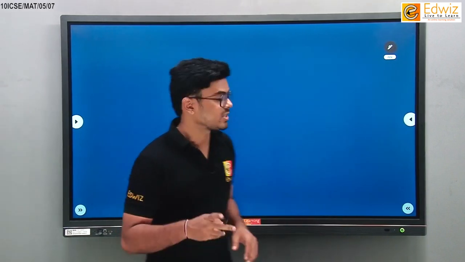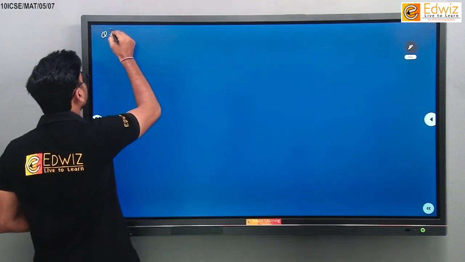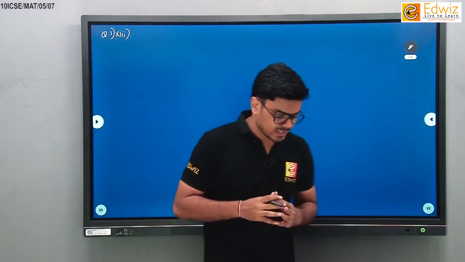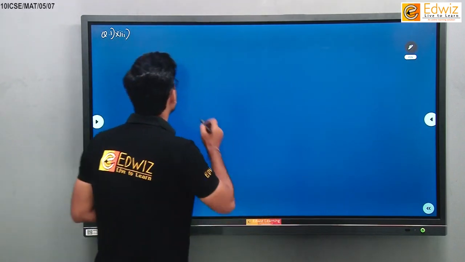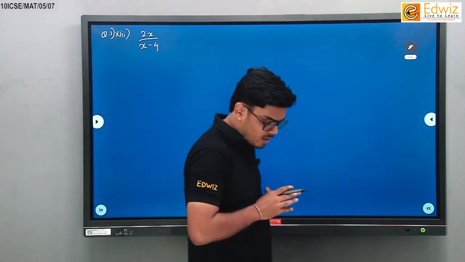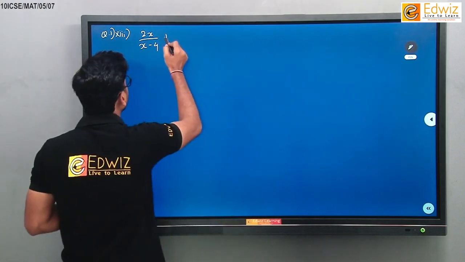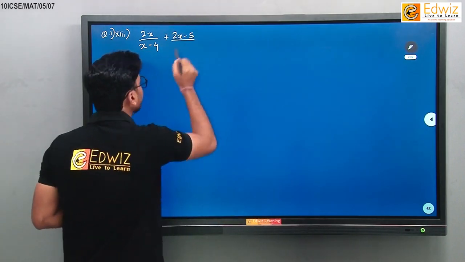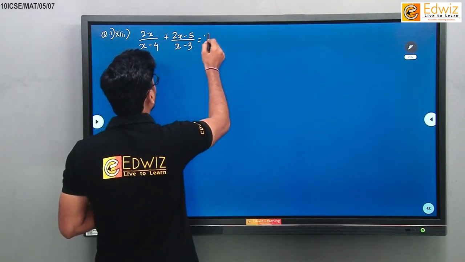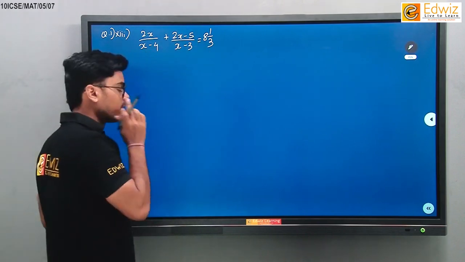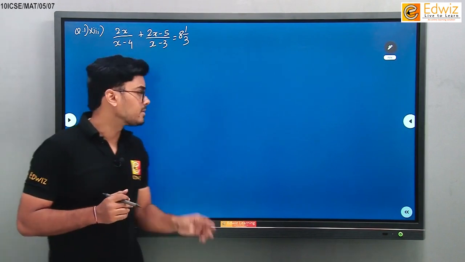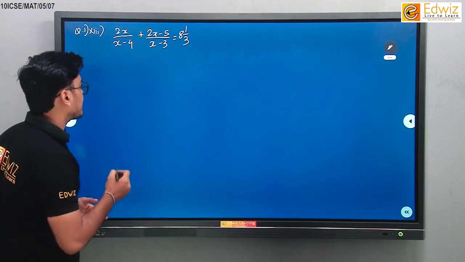In this we are on question number 1, 13th sub question. The equation is 2x upon x minus 4 plus 2x minus 5 divided by x minus 3 equal to 8 1 by 3. Now we know that the very first step for this quadratic equation is to bring it to its standard form. Let us try to do that.